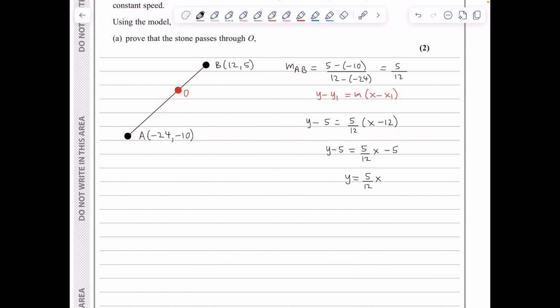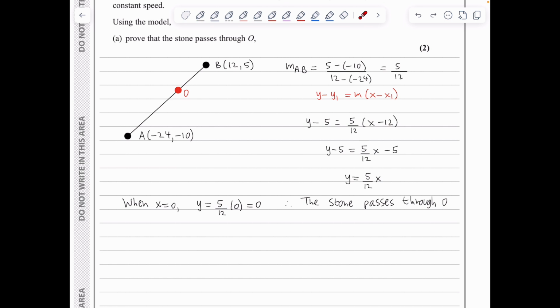I will then proceed by saying that when x is 0, I'll substitute this into the equation of the straight line we just found. So y is 5 over 12 times 0, which gives an answer of 0. And therefore, we conclude that the stone passes through the point O.